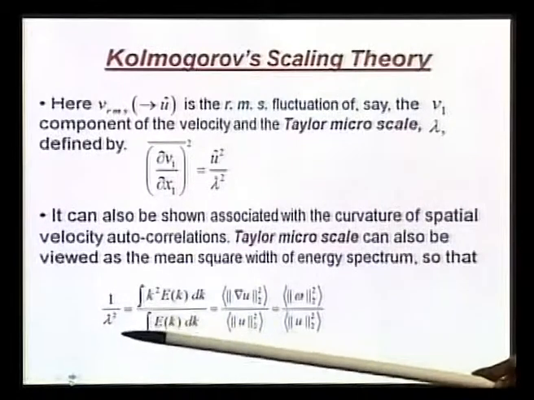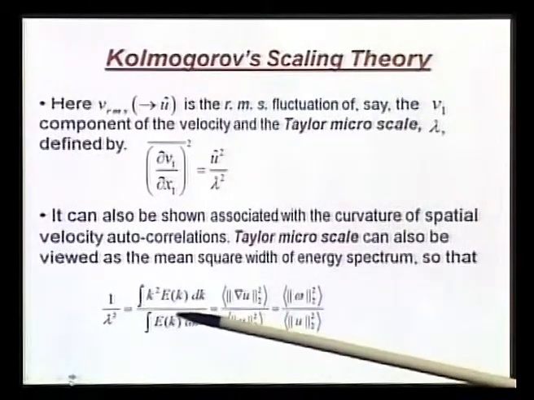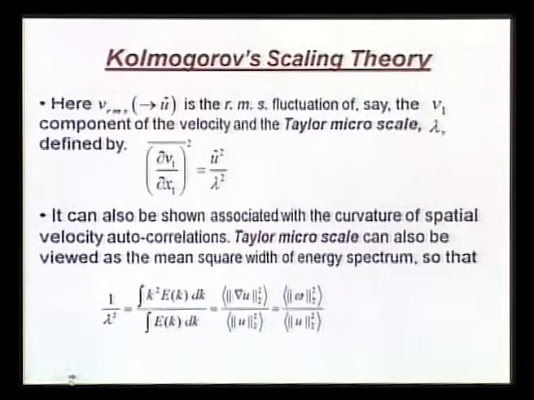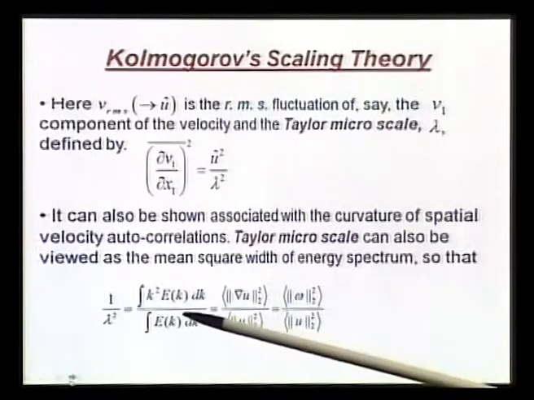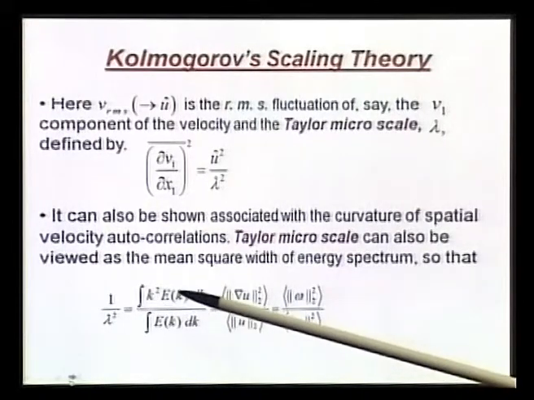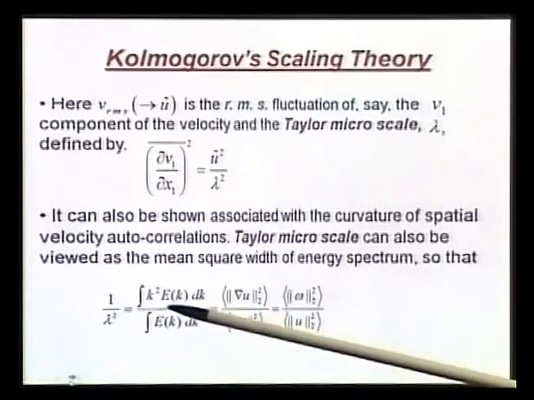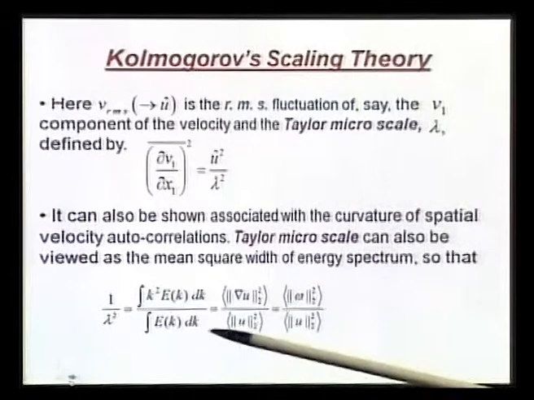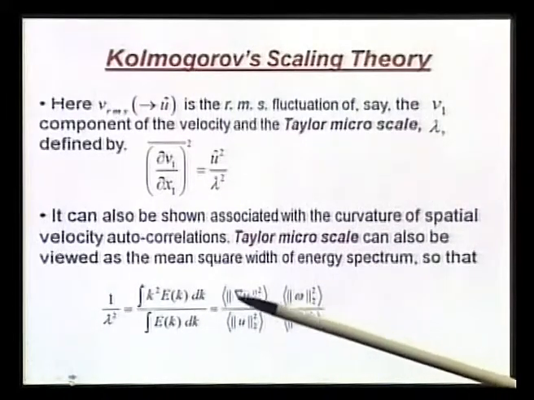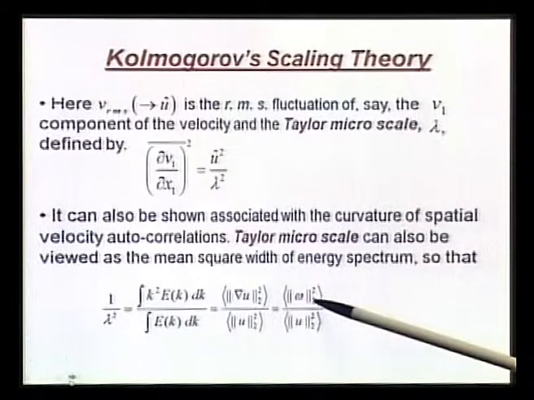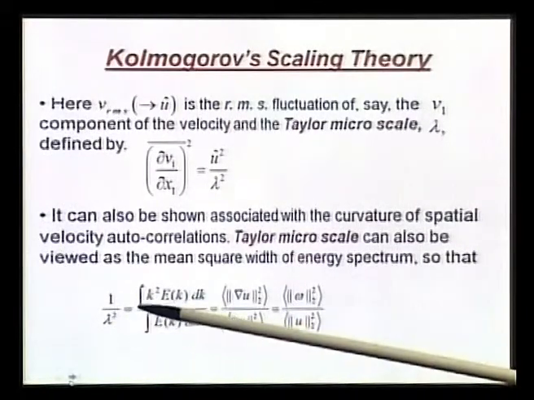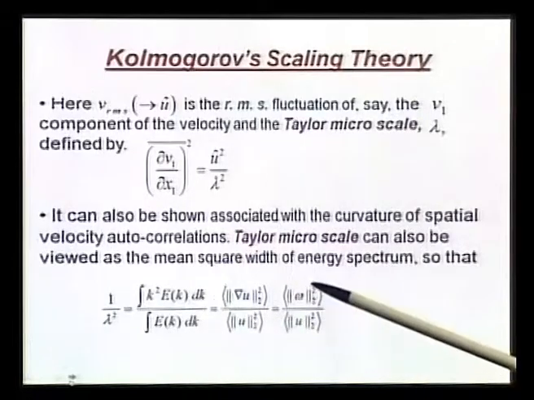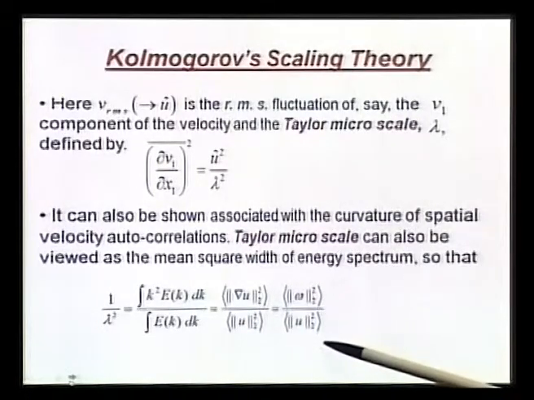So, there is another way of defining the Taylor microscale, that gives you a kind of a curvature of the velocity autocorrelation, or you could look at it as a width of the energy spectrum. That is what we are doing. So, I am doing the integral of k squared E(k) dk divided by this, and what we have seen already is that this is nothing but the velocity gradient scale, and this is nothing but the velocity scale, and this also we have seen is proportional to enstrophy. So, the inverse of the Taylor microscale squared is a ratio between the enstrophy norm and the velocity norm.